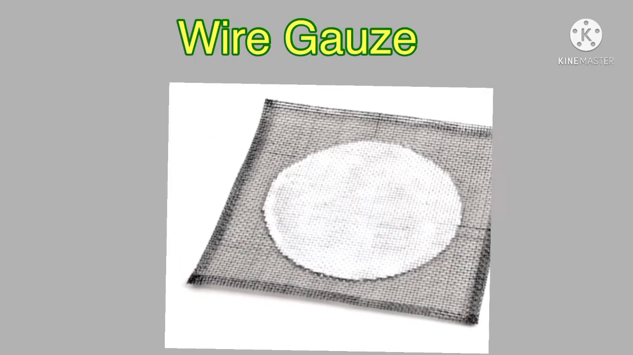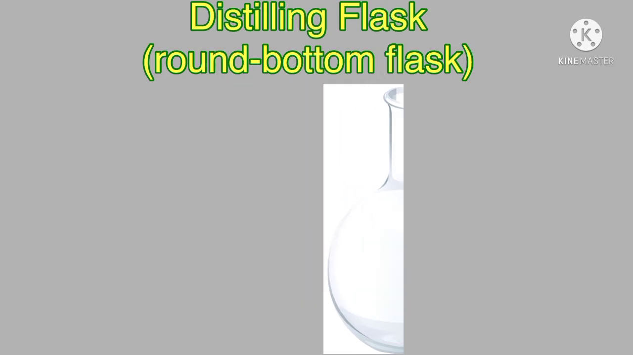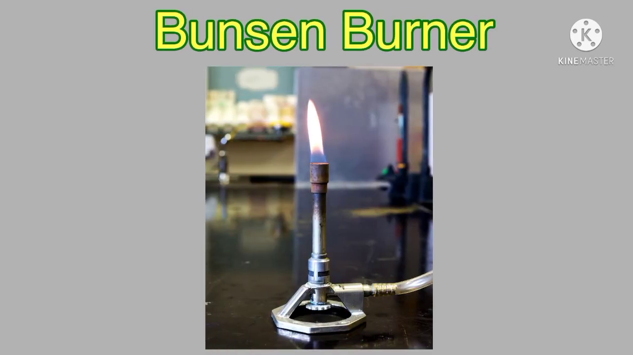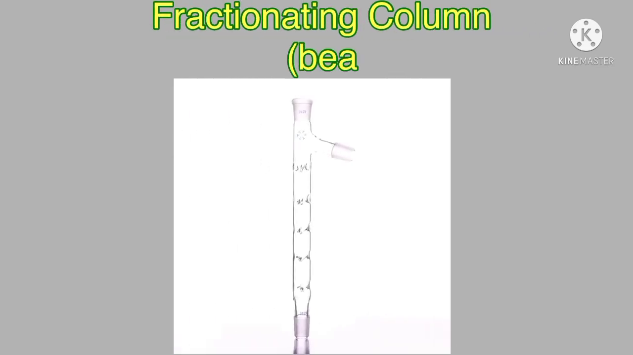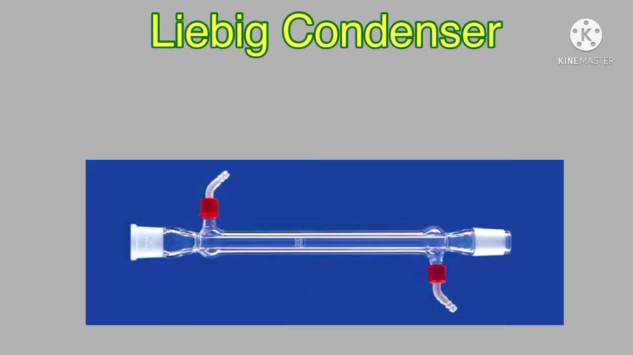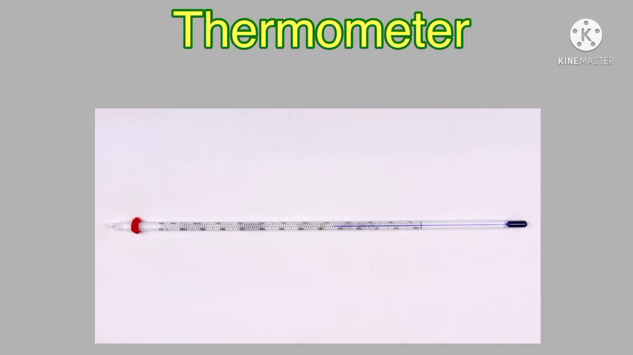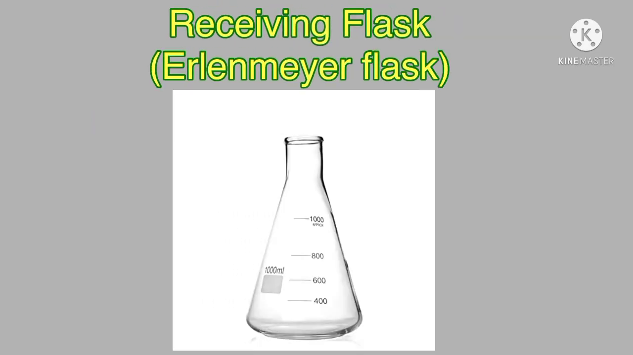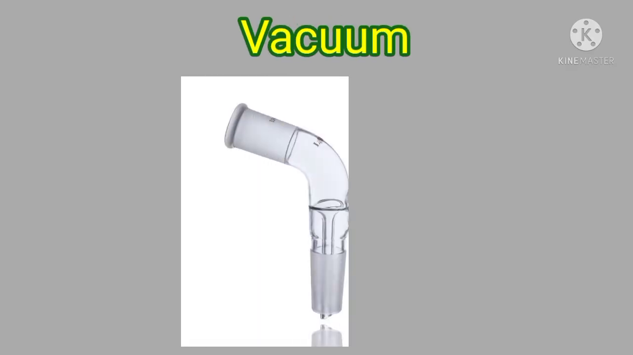Wire gauze. The distilling flask or round bottom flask. Bunsen burner. Three-way adapter. Fractionating column with beads. The Liebig condenser. Thermometer. Receiving flask or Erlenmeyer flask. Retort stand clamp. Vacuum adapter.